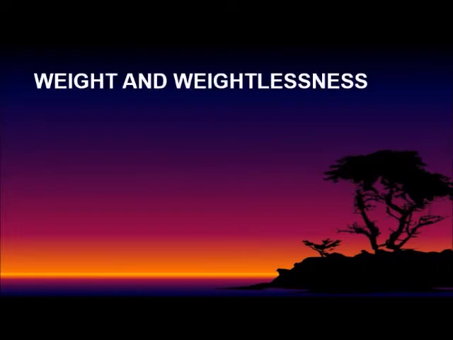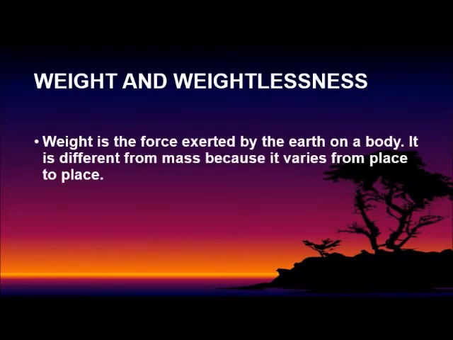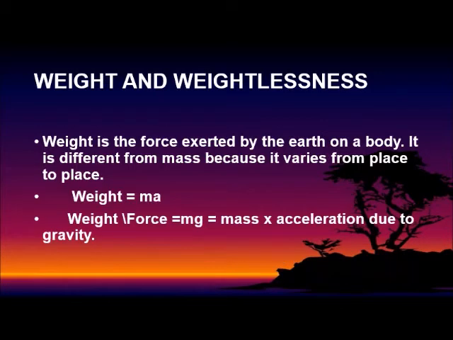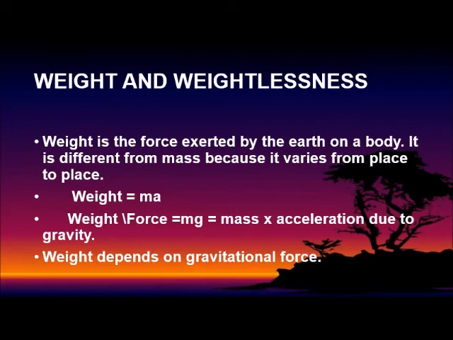Weight and weightlessness. Weight is the force exerted by the Earth on a body. It is different from mass because it varies from place to place. Weight is equal to m times a, where m is mass and a is acceleration. Weight force is equal to mg, which is mass times acceleration due to gravity. Weight depends on gravitational force.